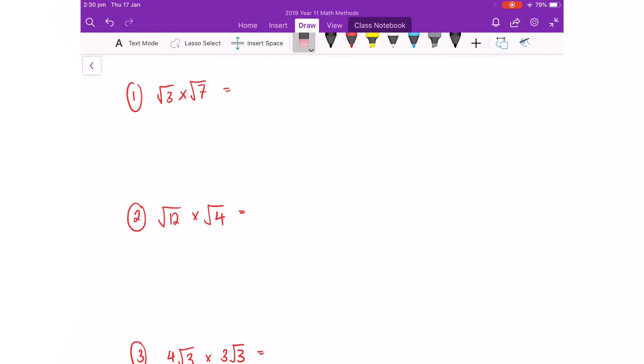I've got two different surds. They're not the same. All I need to do is multiply them across. So I'm going to do 3 times 7, which is also the same as square root 21. Easy as that. Super simple.